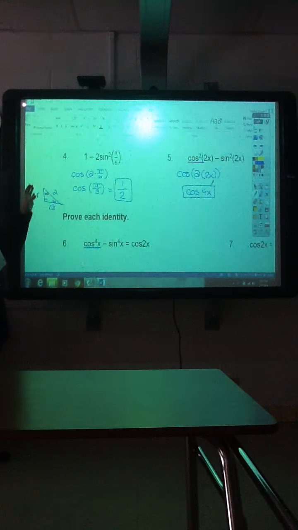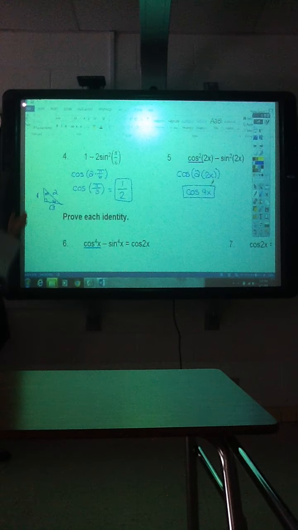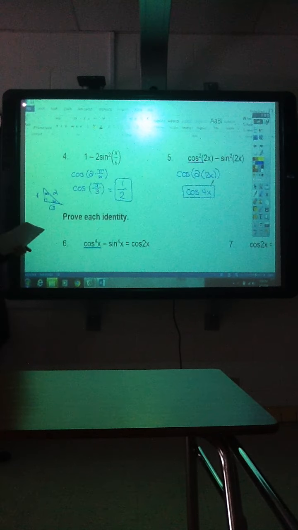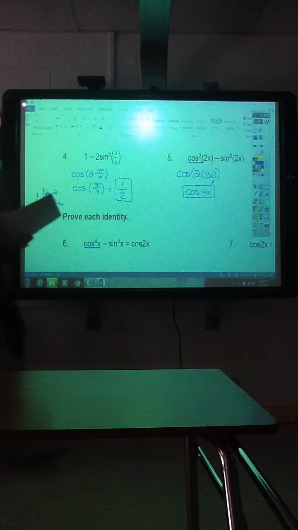Alright, so this top section has just been condensing each one, trying to get as close to a single answer as we could using our double angle formulas. Now you do have to know these. The bottom 4 are all dealing with proving them.